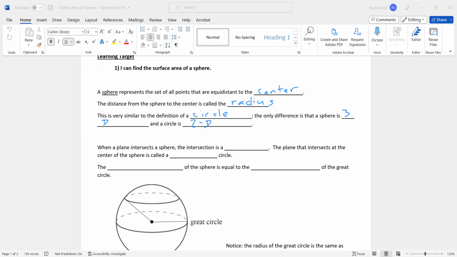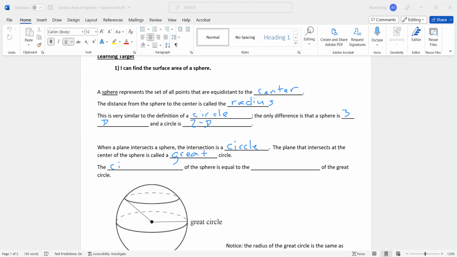Now, if I could take a piece of paper and cut through a sphere, like I just did there below, the intersection is a circle. Okay, so you see how that right there is a circle? When you intersect a sphere, you're going to make a circle. The plane that intersects at the center of the sphere is called a great circle.